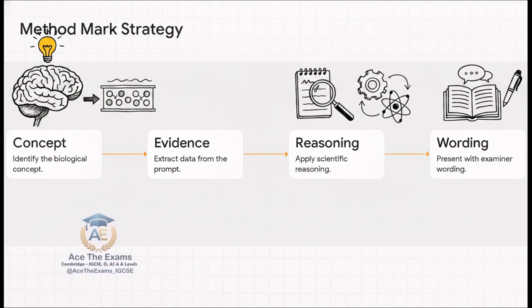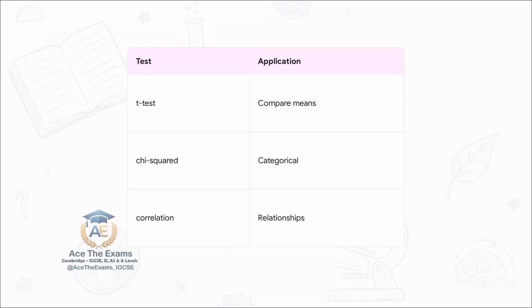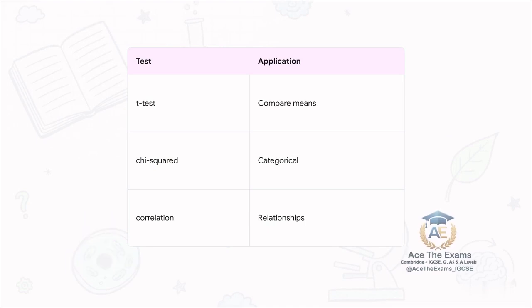If you skip Step 2 or 3, boom, you lose the method marks. Let's see how this builds when we introduce experimental data. Because let's face it, that happens constantly in 9700.